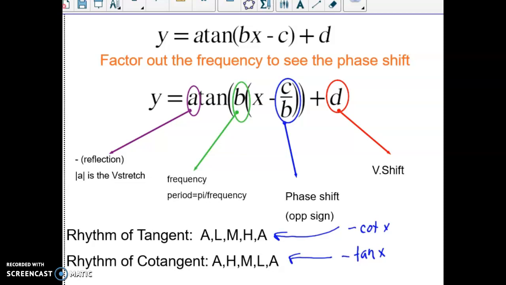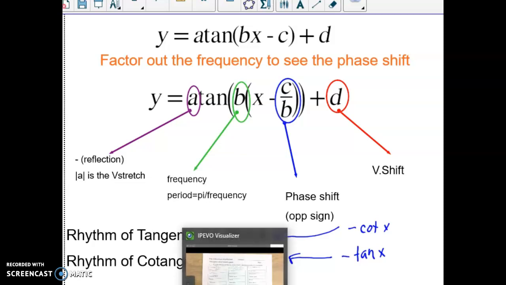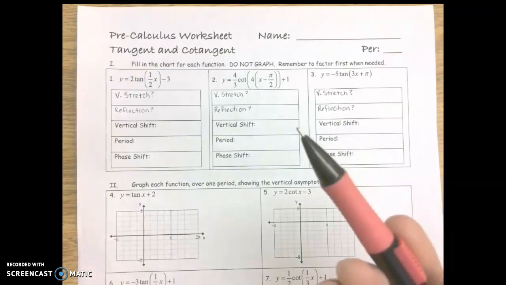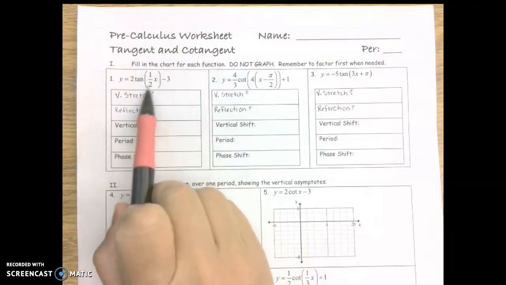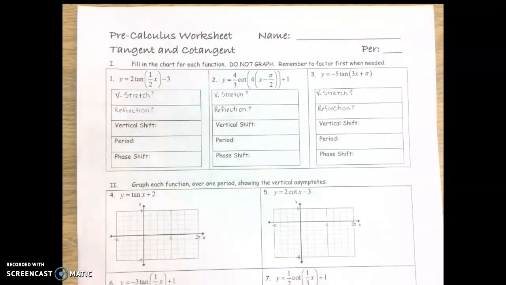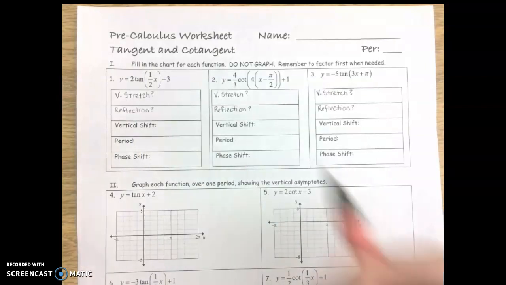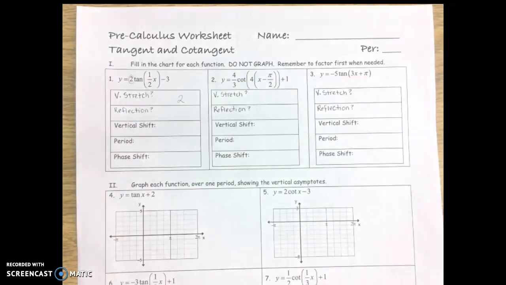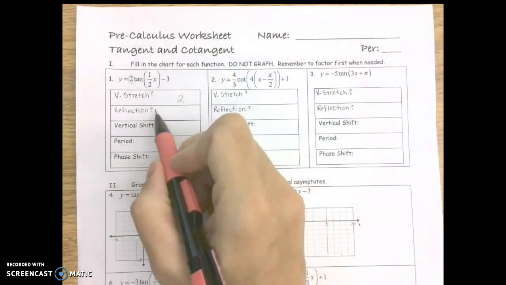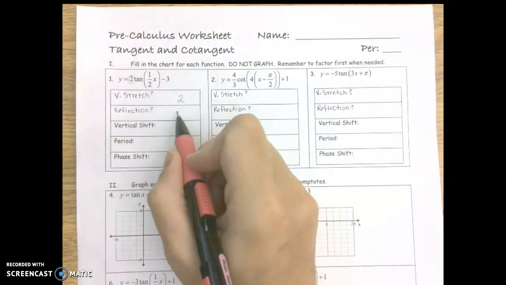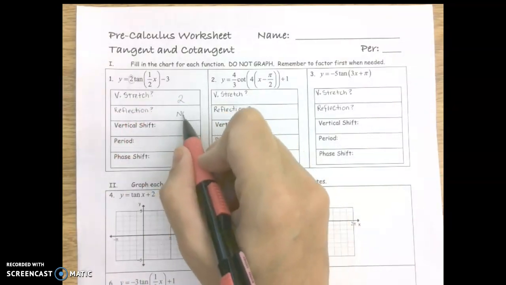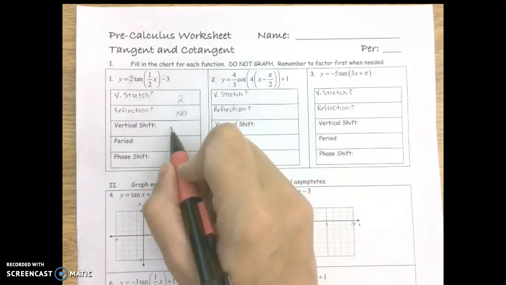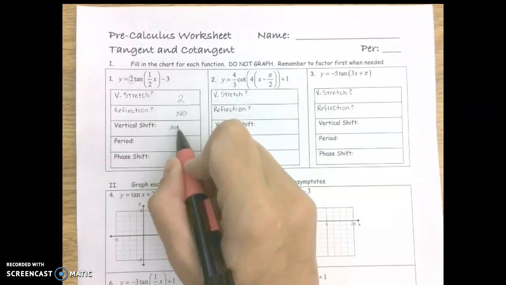Okay, so for today we're talking about graphing and characteristics of these functions. So just to go through what it looks like, this worksheet is also in Canvas. Vertical stretch would be this number right here. So yes, we have a vertical stretch of 2. Is there a reflection? Well, is there a negative out here in front of that 2? No. Is there a vertical shift? That would be this number to the far right. Yes, and it is down 3.